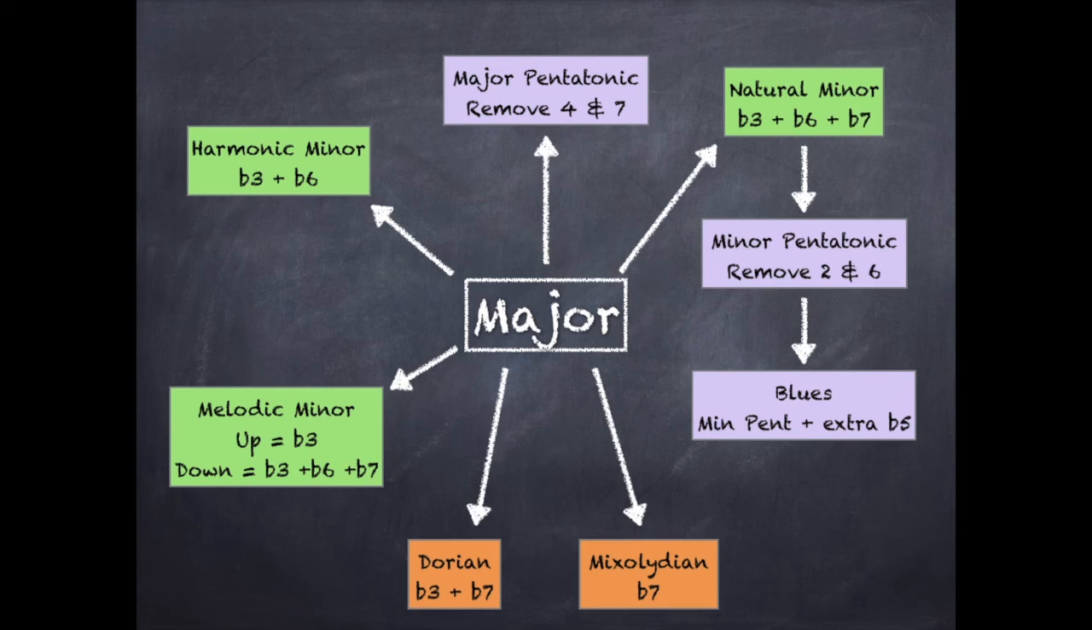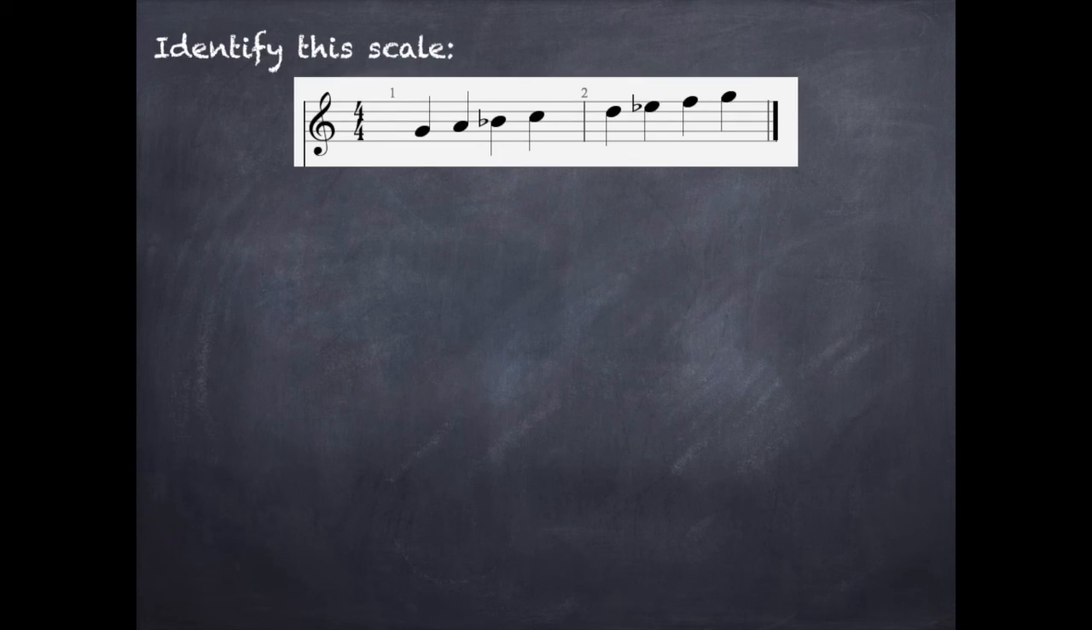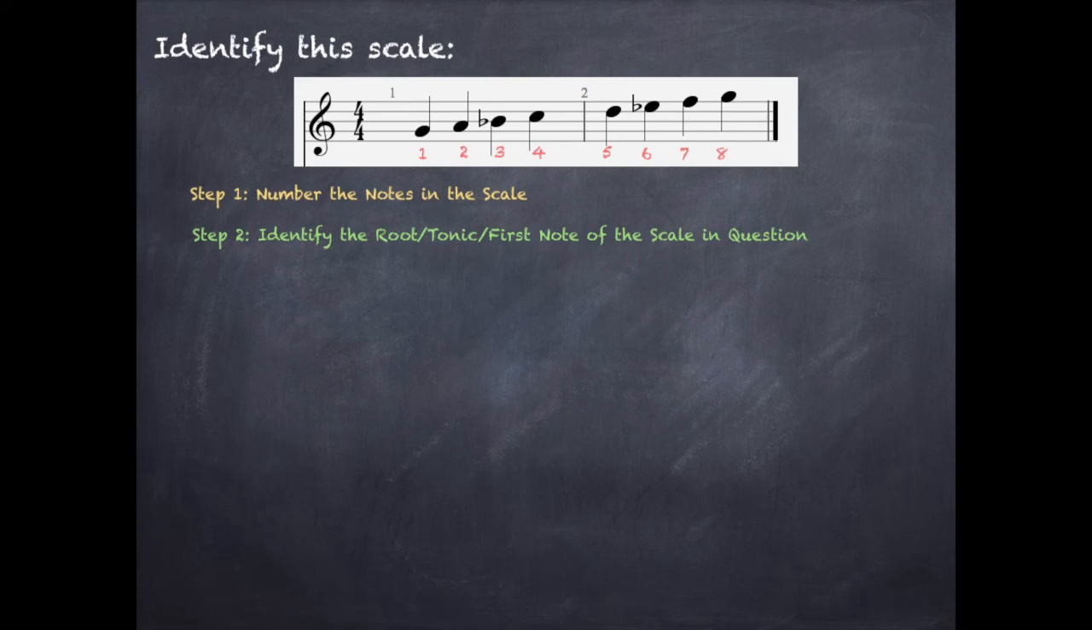These formulas are the tools that we will use to identify the scales when comparing them to the major scale. I'll show you how we do this as we unpack this idea further. So, identify this scale. Step 1, number the notes in the scale, 1 to 8. Step 2, identify the root, tonic or first note of the scale in question. The scale in the question starts on a G.